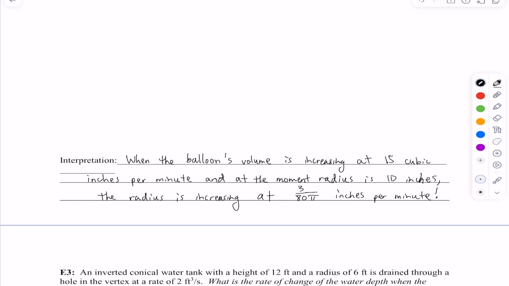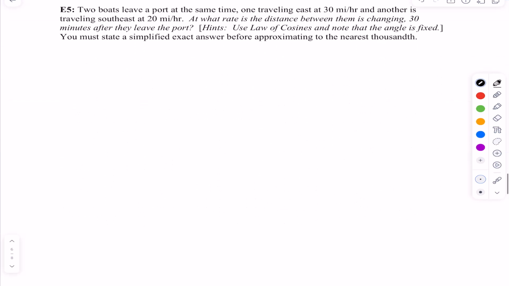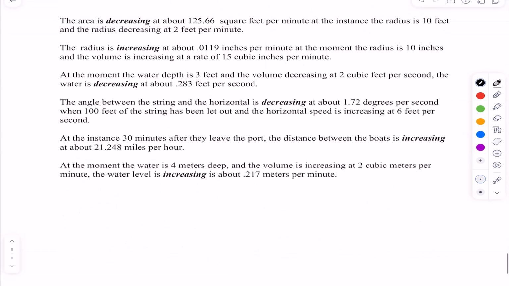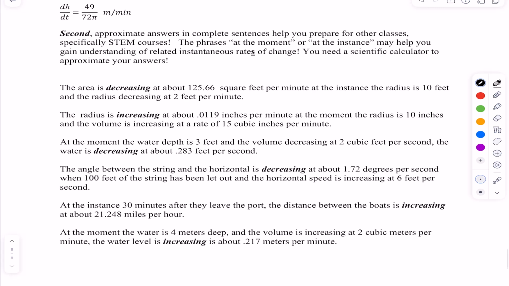You may find the approximations at the end of this handout. Remember to use a scientific calculator for your approximations.